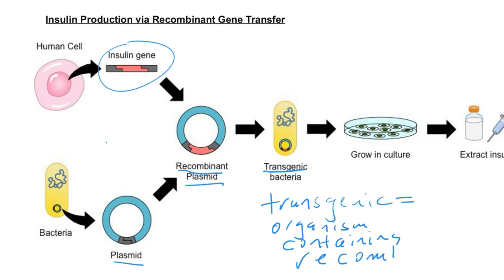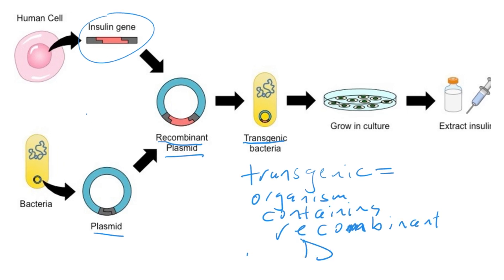Recombinant DNA is DNA that has been combined from two different species. Then you take that bacteria, you grow it in a culture, which is just a dish with the nutrients the bacteria needs to live. Let that grow. Then you extract the insulin, because all those cells will be producing insulin because they have the insulin gene.